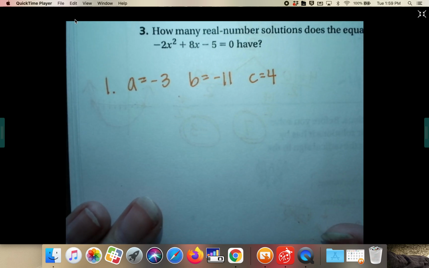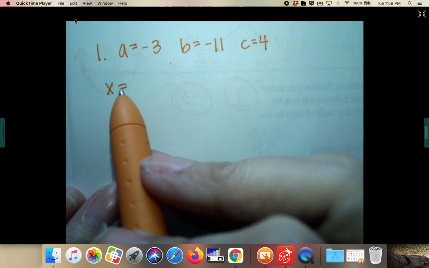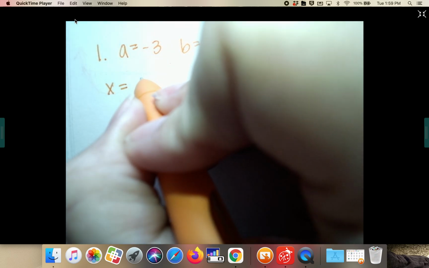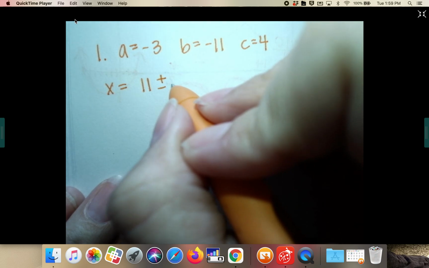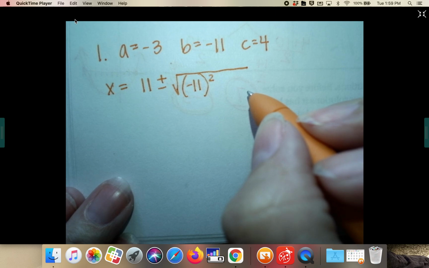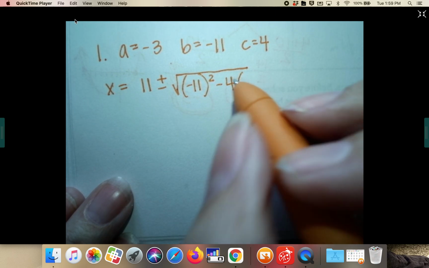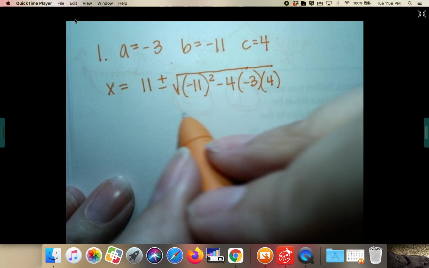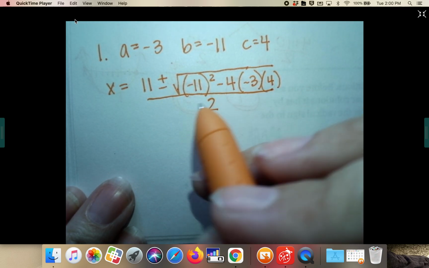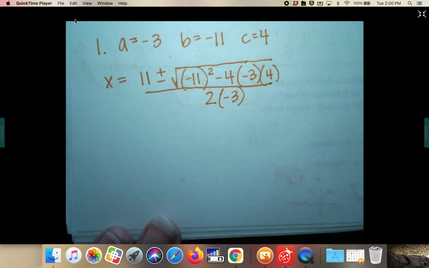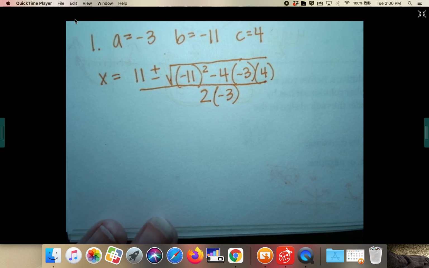Okay, get ready to sing. See, this is why it's good to have this memorized. So it's X equals opposite B. My B currently is -11, so opposite of -11 is going to be positive 11. Plus or minus the square root of B squared, so -11 squared, minus 4AC. A is -3, C is 4, all over 2A. A is -3. Okay, see, didn't even have to refer to the formula because I was singing it. You're going to be singing it too.